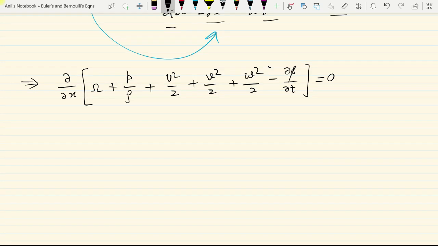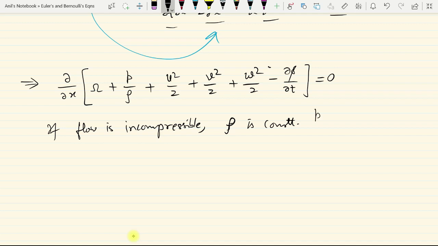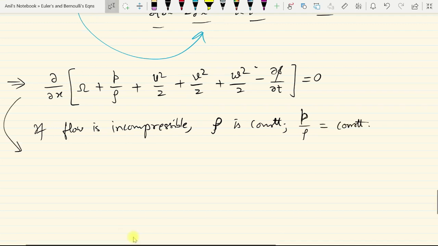Now, if flow is incompressible, that simply means rho is constant, that is, the mass density of the fluid is constant. In that case, p by rho will also be a constant. We can now integrate this particular equation with respect to x.